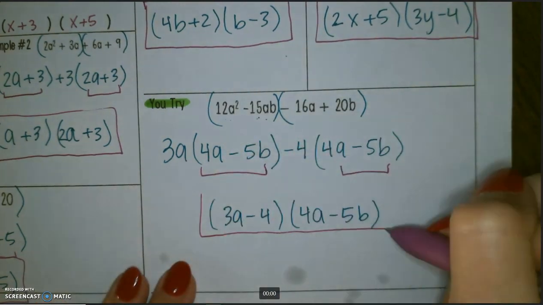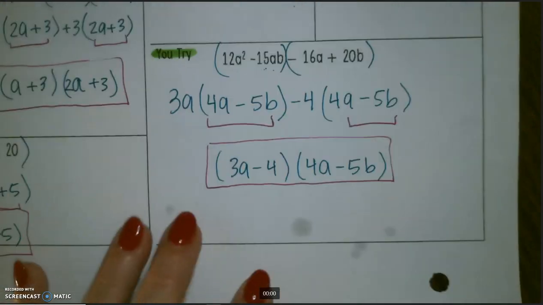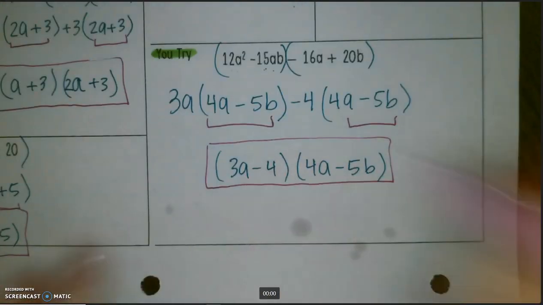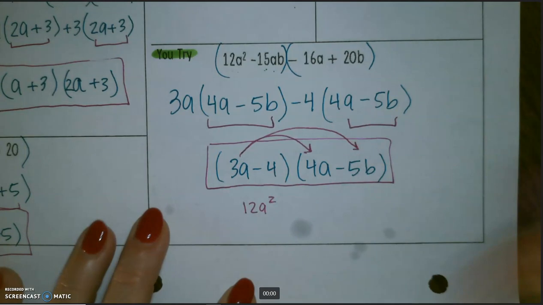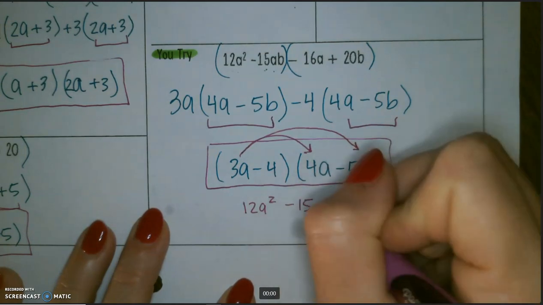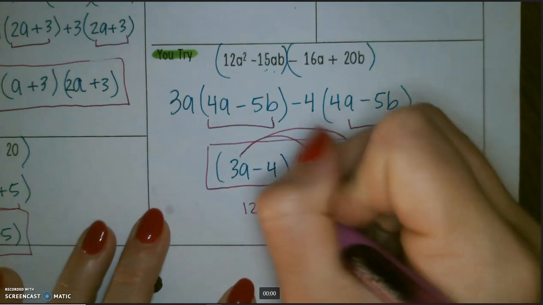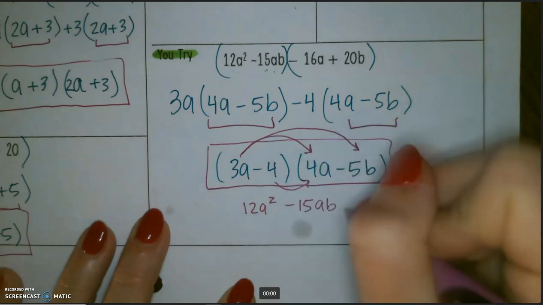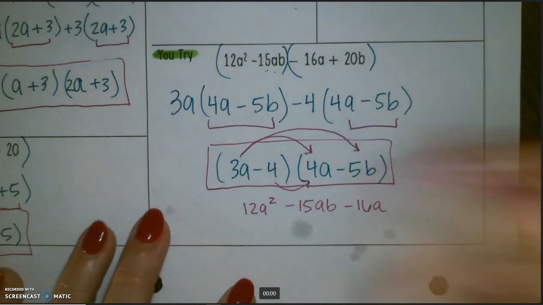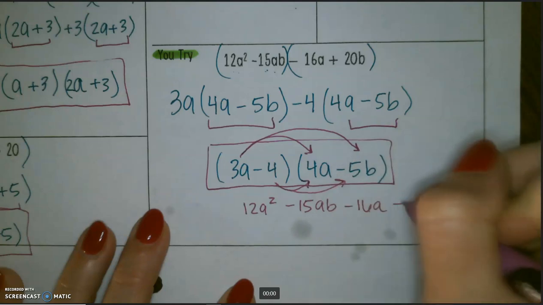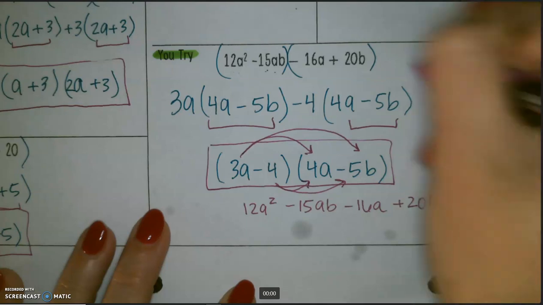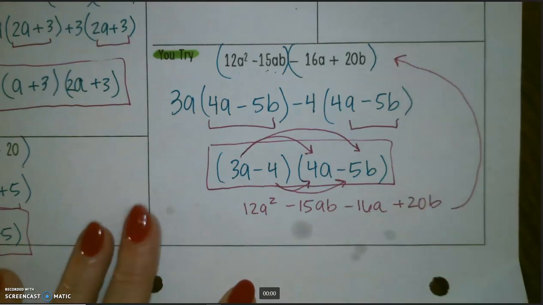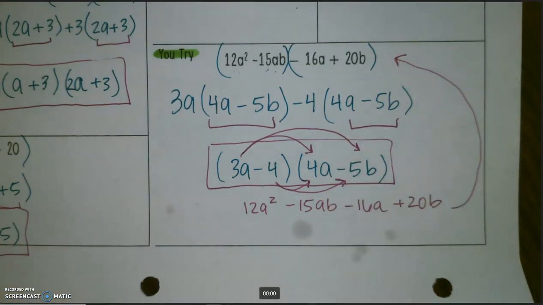And again, if you ever want to check your work, you can just go through and remultiply this together. For example, that would give us 12a squared. That piece would give us negative 15ab. This piece would give us negative 16a. And last but not least, we have a positive 20b. And as you can see, that matches our original. So I feel very confident about my factoring.